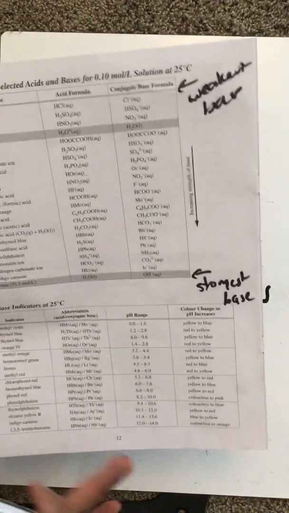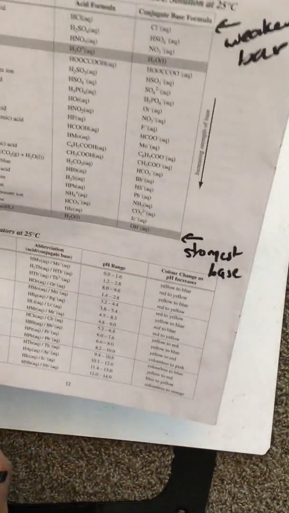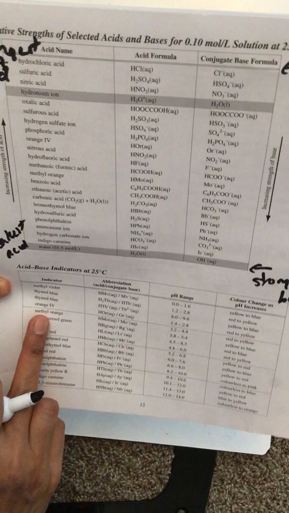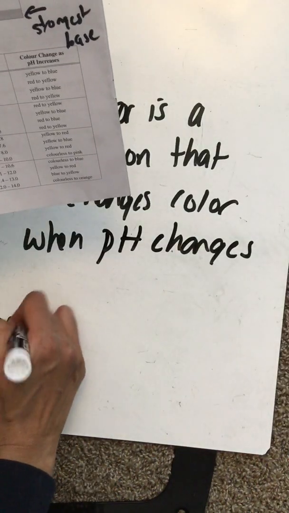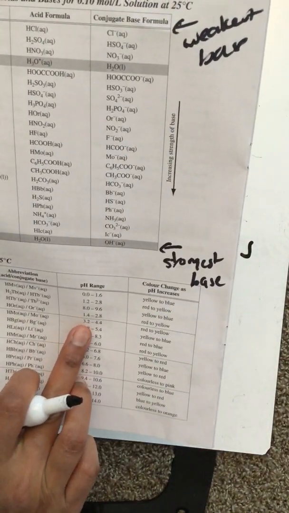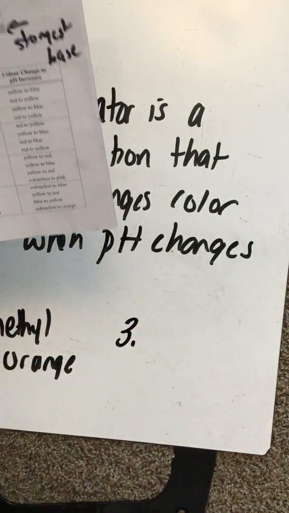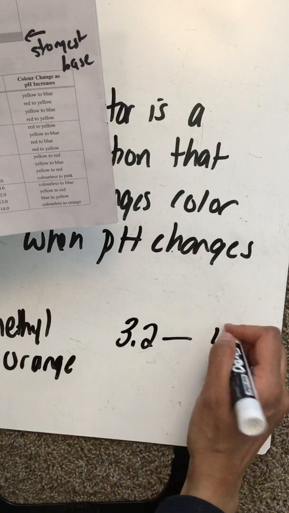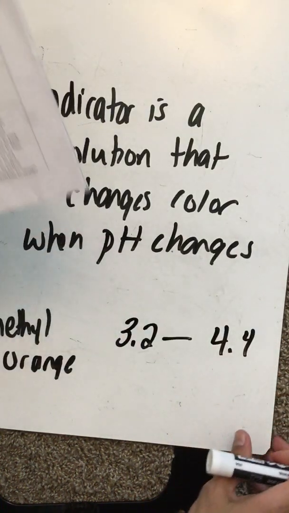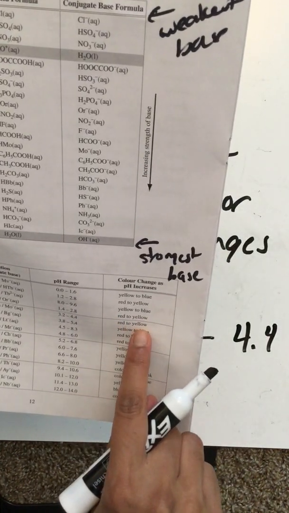Okay, so what is this actually showing us? Let's take a look at methyl orange. Okay, here's methyl orange. And it tells you that methyl orange has a pH range between 3.2 and 4.4. That's given to you in your booklet. And then it tells you that it changes from red to yellow.